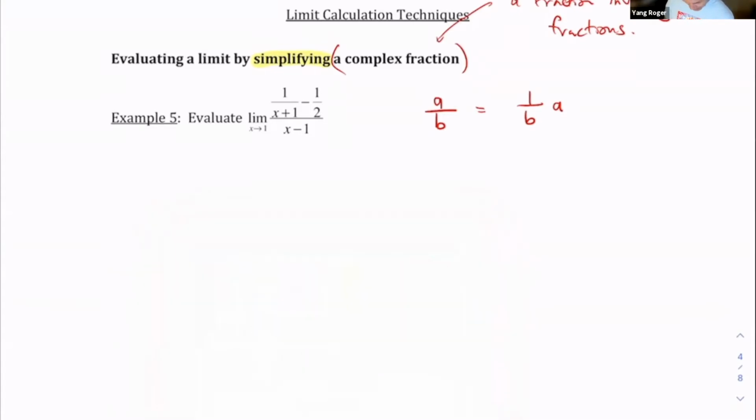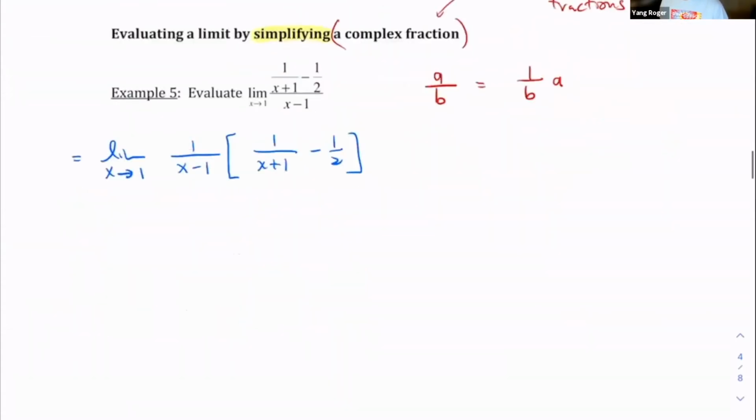When I look at my example 5, the first thing I'm going to do is write this as the limit as x goes to 1. I'm going to put the 1 over x minus 1 in front like this, and then I'm going to put 1 over x plus 1 minus 1/2 like that. So I'm saying my B is the x minus 1, so I just write this as 1 over x minus 1, and then I just rewrite the top there. So how do you think about this? Dividing by 2 is the same thing as multiplying by 1/2, right? They mean the same thing. This just makes my writing a little bit easier.